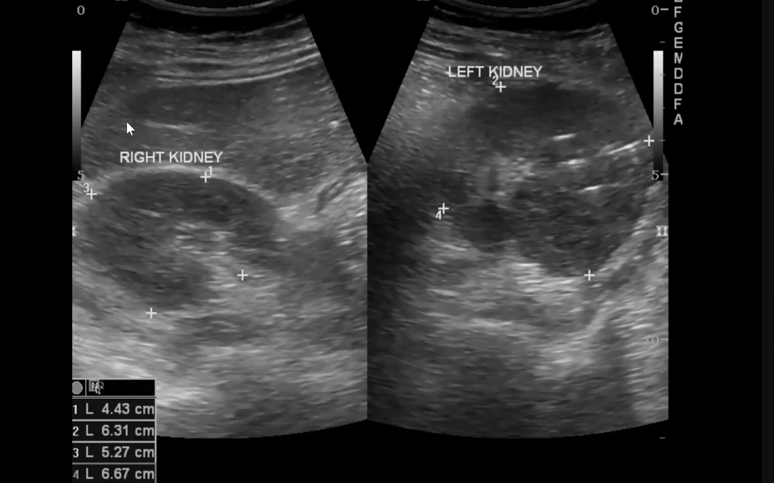So these are selected ultrasound images of both kidneys. I can see that both kidneys show normal size, and I'm looking for the presence of any intraparenchymal echogenic or hypoechoic area within the right kidney. Similarly, the patient is diabetic.